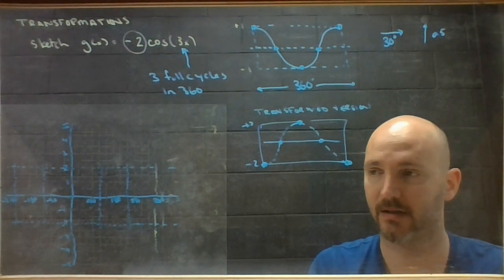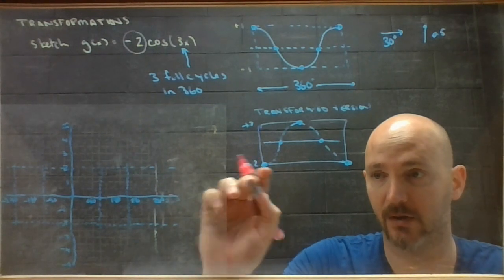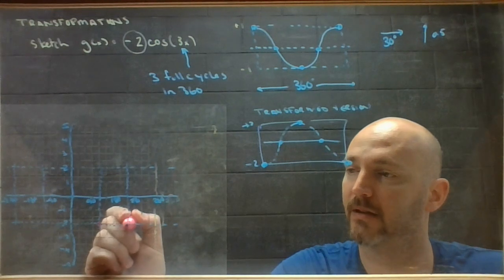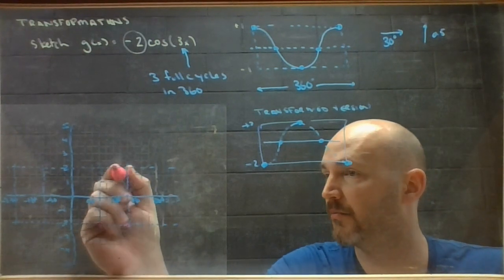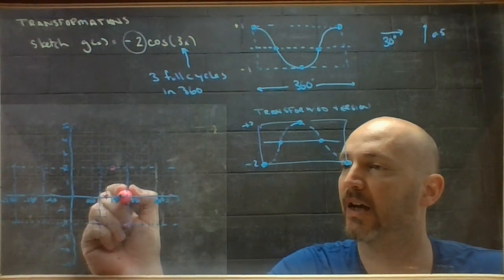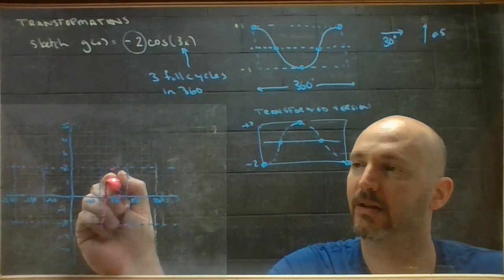So pick a box. I'm going to pick this one. Looks like it starts low, ends low. Peak exactly halfway, and then you zero halfway between those. So I've got this crazy looking thing here.